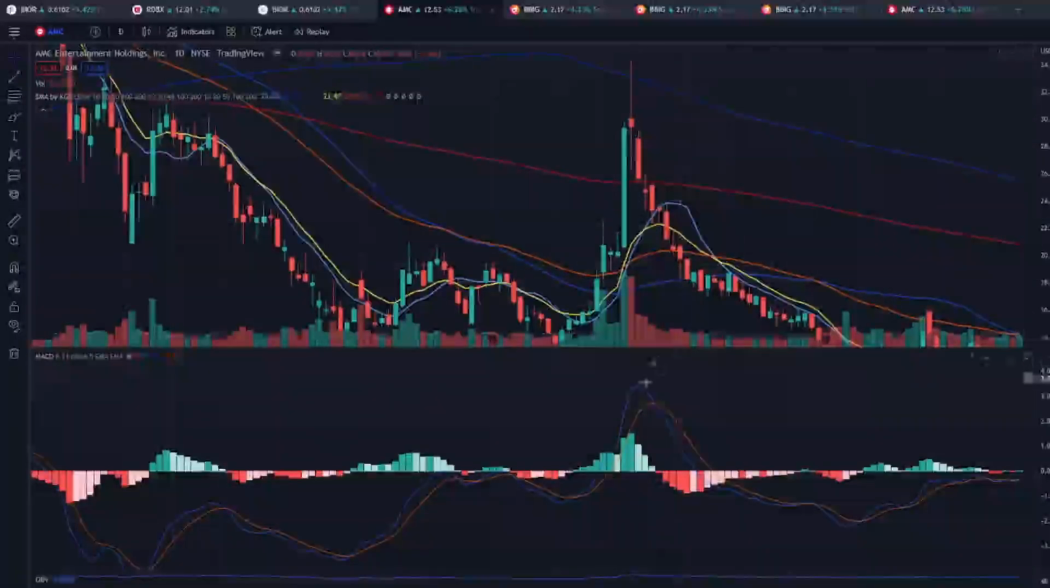But how can I maybe somewhat improve my odds? What if I wanted to be a bit greedy? What if the numbers didn't align exactly like this? Well, the MACD can help me with that as well.